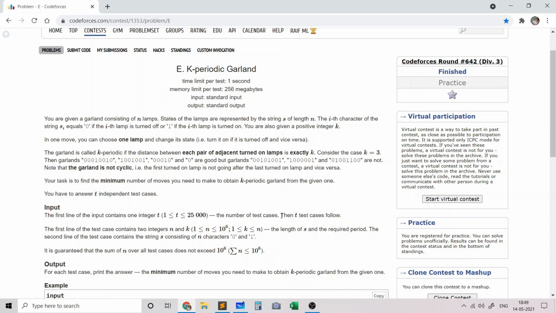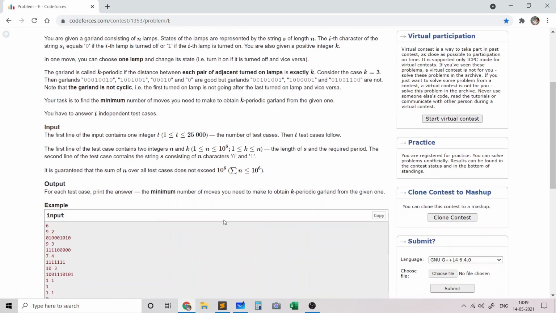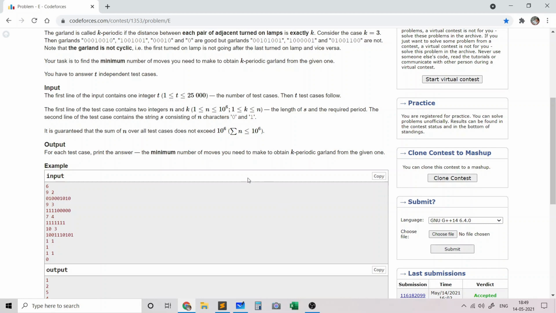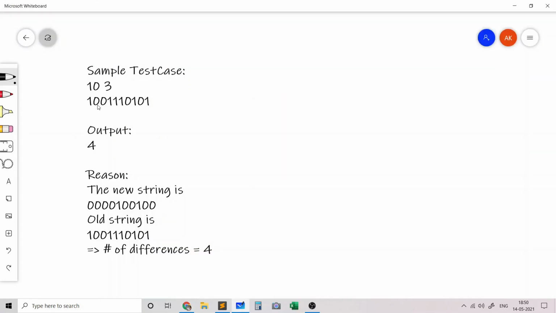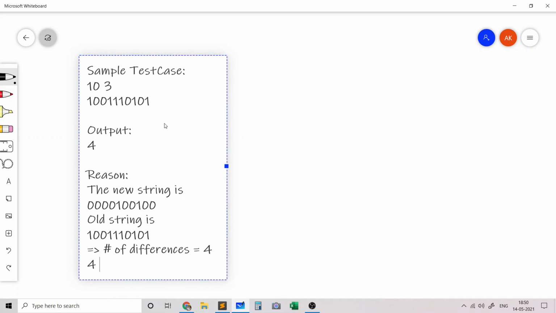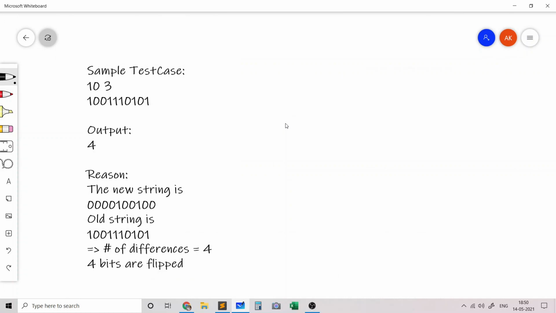So let's look at one sample test case. Actually there are 6 sample test cases and I've taken one of them. We are given n is 10 and k is 3, and this is the original string. The old string is this, and the new string is what I've transformed the old string into by flipping the first one to a 0, flipping the second one to a 0, and flipping a 1 to a 0 and another 1 to a 0. I've flipped 4 bits, and hence the output is 4.